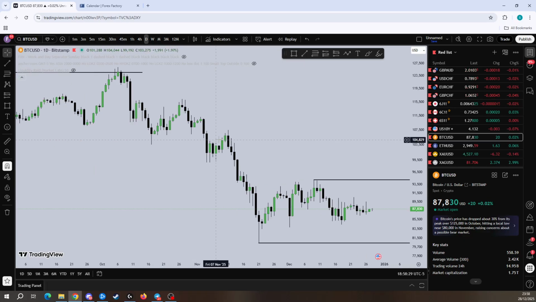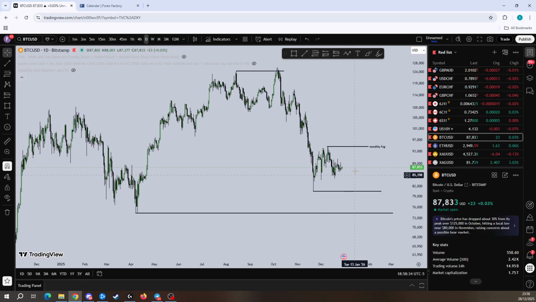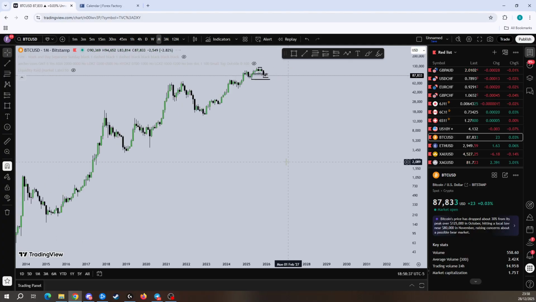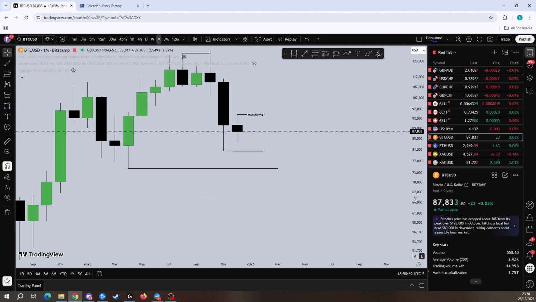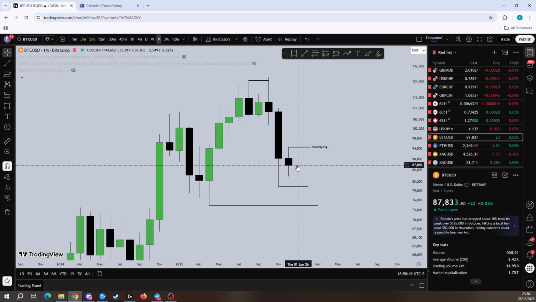Daily market maker sell model. Next draw on liquidity is the 75k region. We have this monthly fair value gap. In a few days, once this monthly candle closes, I want to see if price can come back into this level and then get an hourly or 4 hour confirmation and look for sales into 80k, which would be this monthly low, even 84k, the previous month low. And then the high time frame draw would be the 74k level.